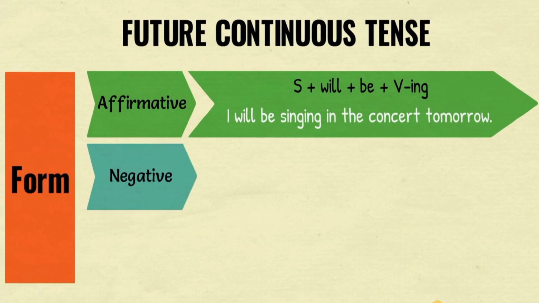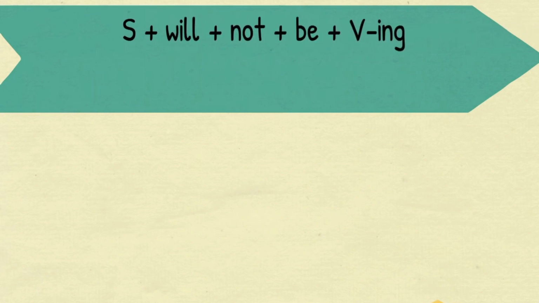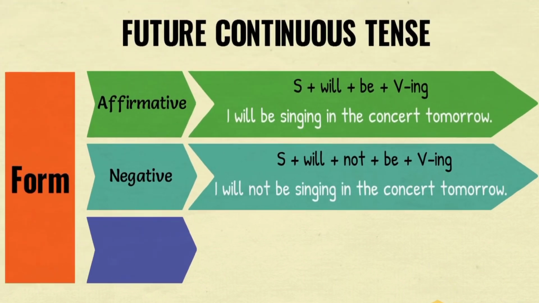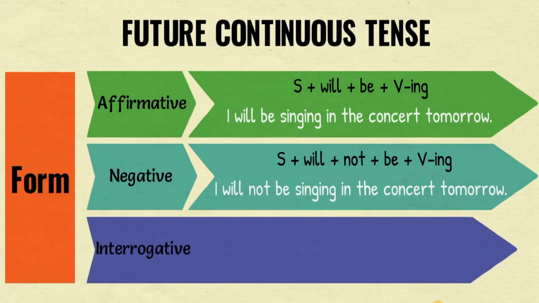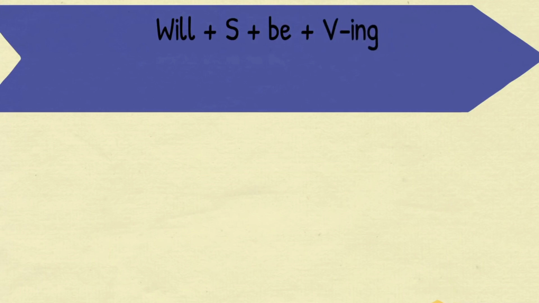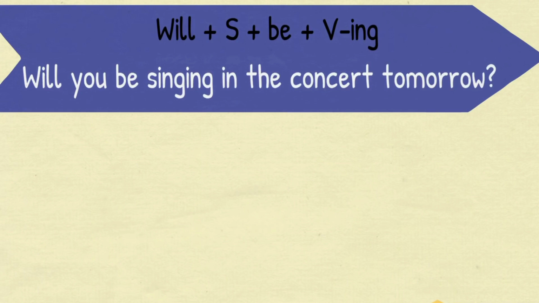Negative. Subject plus will plus not plus be plus verb ing. I will not be singing in the concert tomorrow. Interrogative. Will plus subject plus be plus verb ing. Will you be singing in the concert tomorrow?